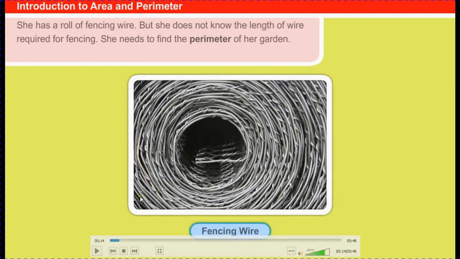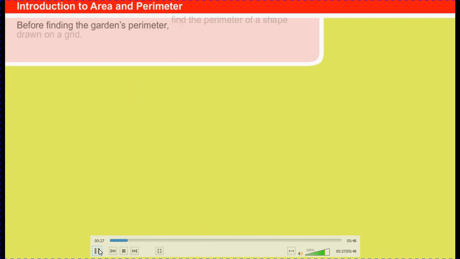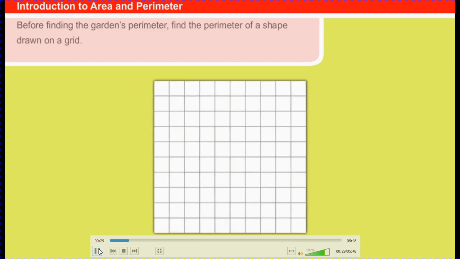She has a roll of fencing wire, but she doesn't know the length of the wire required for fencing. She needs to find the perimeter of her garden. Okay, then how do we measure the perimeter, how do we get the wire around our garden?